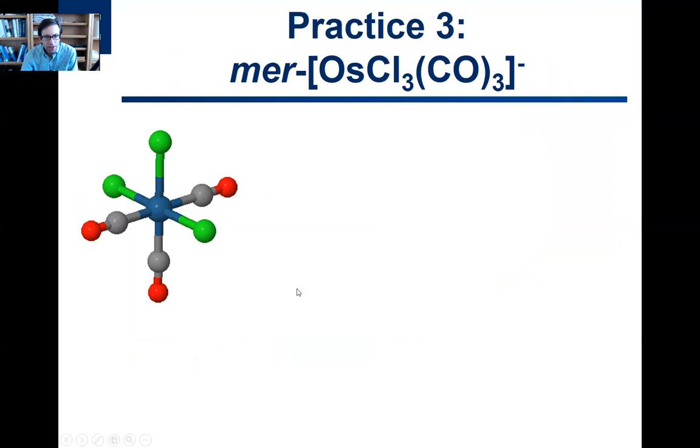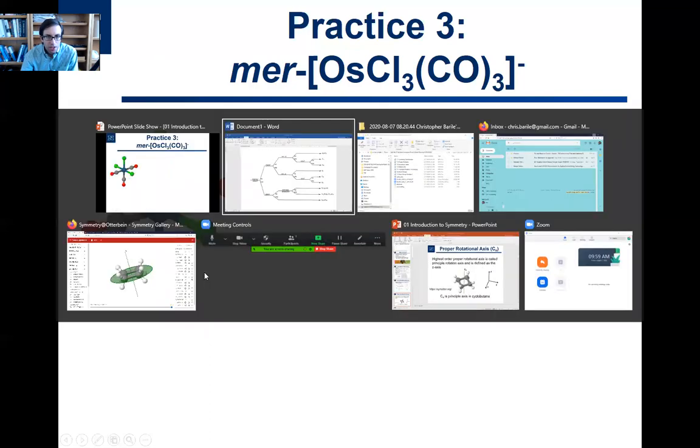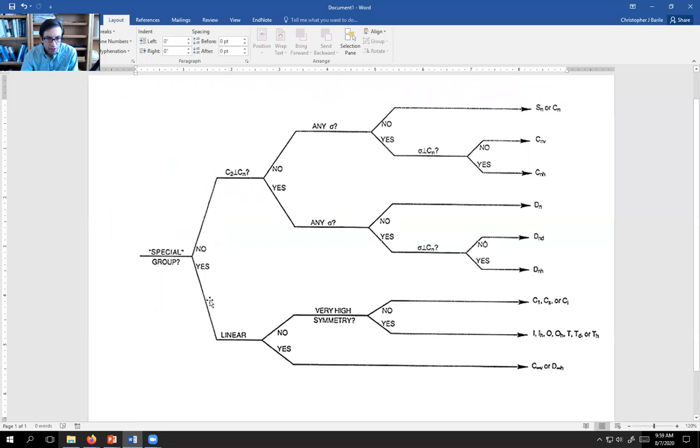All right, so let's do this one here. This is a three-dimensional one. It's an osmium center and it has 3 chlorine ligands and 3 carbon monoxides. The chlorines are in green here, and you can see in red and gray are the carbon monoxides around the blue osmium atom. So we start again: special group? Most of the time it's not going to be a special group. It's not super high symmetry. It's not purely octahedral because there are different ligands. And so we're going to be up here.